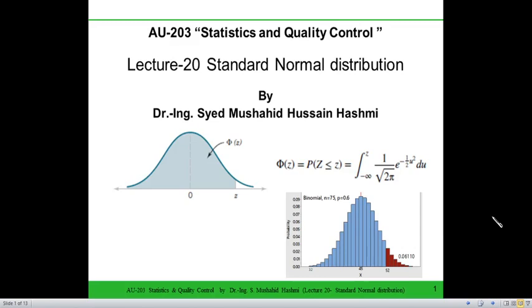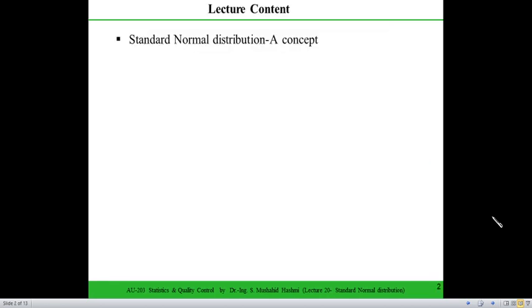This is lecture number 20 of the course AU 203 Statistics and Quality Control. We have already done normal distribution. Today we will explore it further and go into the so-called standard normal distribution.